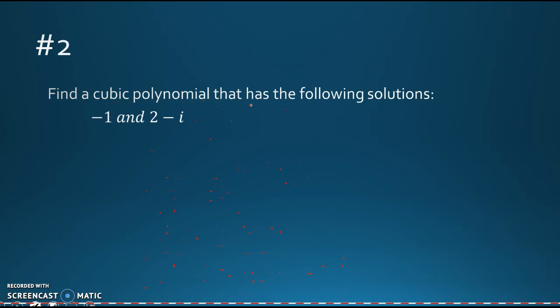Let's take a look at example number 2. You might want to try this one on your own first, see how far you can get, and then start the video back up. So we have negative 1 as a solution, and so is 2 minus i. But if 2 minus i is a solution, then so is 2 plus i. And so now here the factors get a little bit more complicated. The first factor is just going to be x plus 1, because it's x minus negative 1. But then I'm going to have x minus 2 minus i, because this is a solution. My other factor is going to be x minus 2 plus i. That's 2 plus i there.